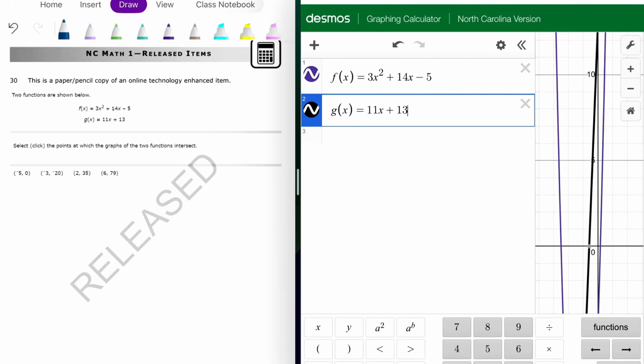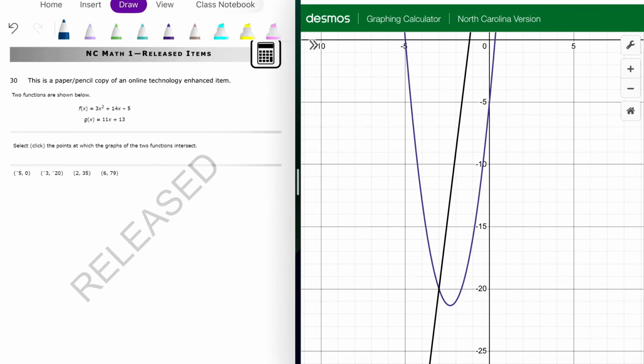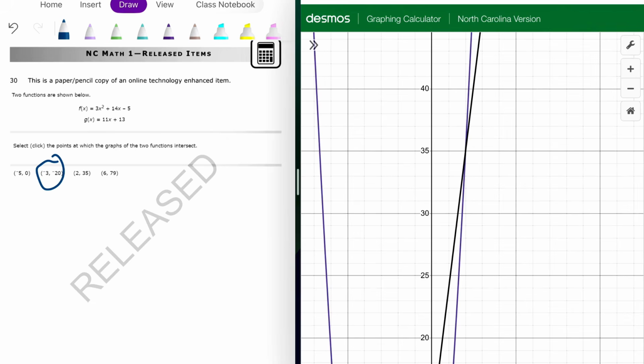Okay, we have a parabola, a U-shaped graph, quadratic, and we have a line, and it says which select the points at which the graph of the two functions intersect. Well, they're going to cross twice. Negative 3, 20... negative 2, 0. Voila. And let's see where this one crosses. 2, 35. I'd have two answers, but I didn't even have to think.